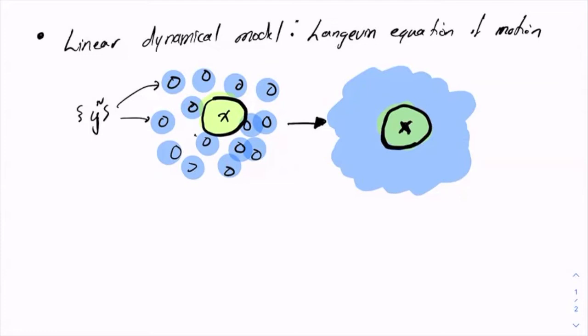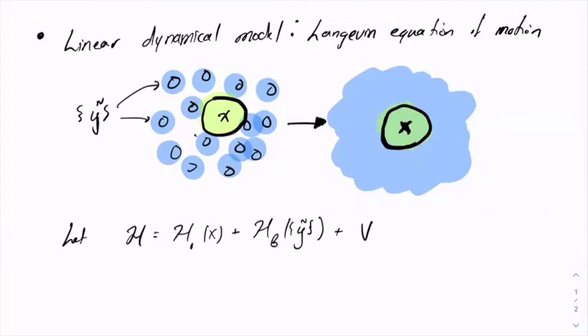Okay, so let's start by envisioning that we have a Hamiltonian that we can decompose into a part that just depends on that solute degree of freedom, so our tagged particle, plus a Hamiltonian that just describes those solvent or bath degrees of freedom, the y variables, plus a piece that tells me how those two interact.